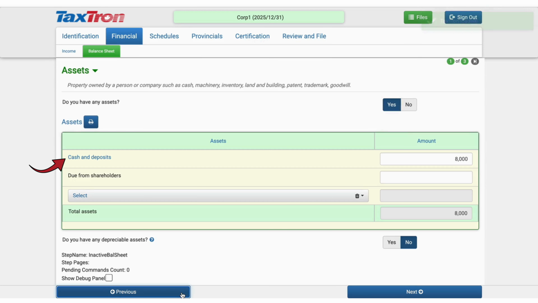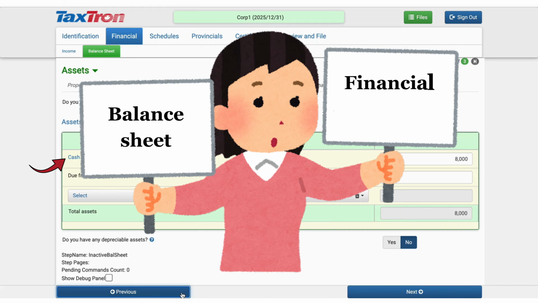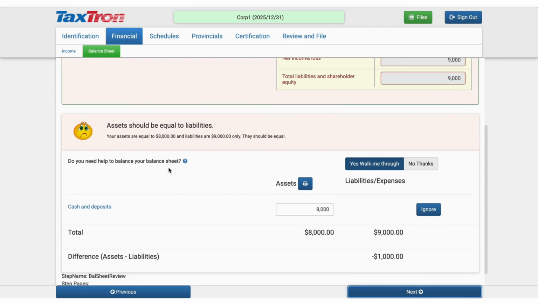Lisa entered cash and deposits of $8,000. At first glance, she thinks everything is complete, but let's compare her balance sheet with her financial information. Her company earned $9,000 in net income, yet her total assets are only $8,000. That means $1,000 is missing somewhere on the balance sheet.